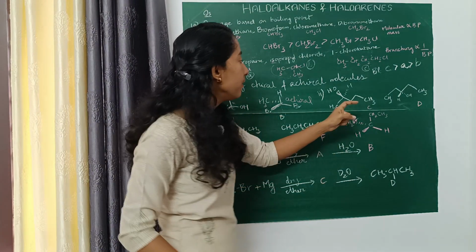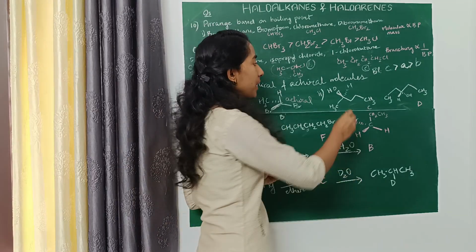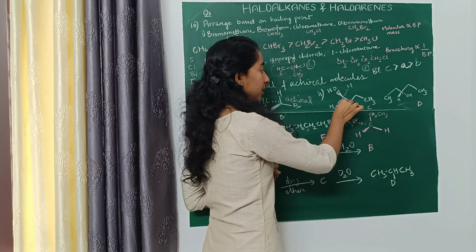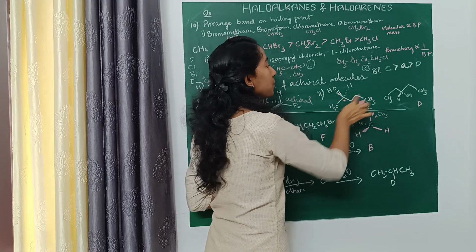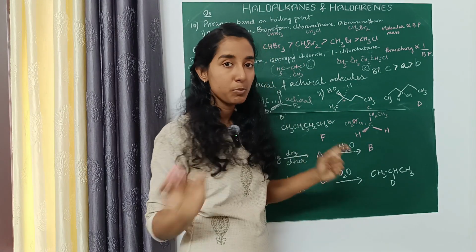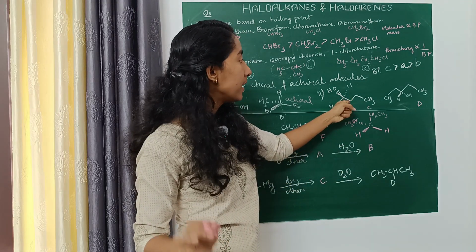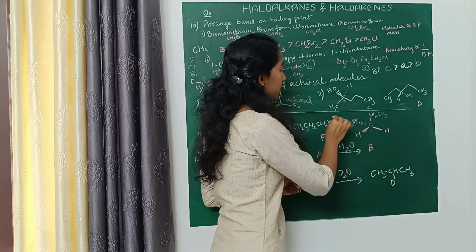Now we look into this question. Here what you can see is that you have an asymmetric center. To this carbon you have OH, H, then CH3, then this group. So basically to this carbon atom, 4 different atoms or groups are attached, and there is only one asymmetric center. So this is chiral.